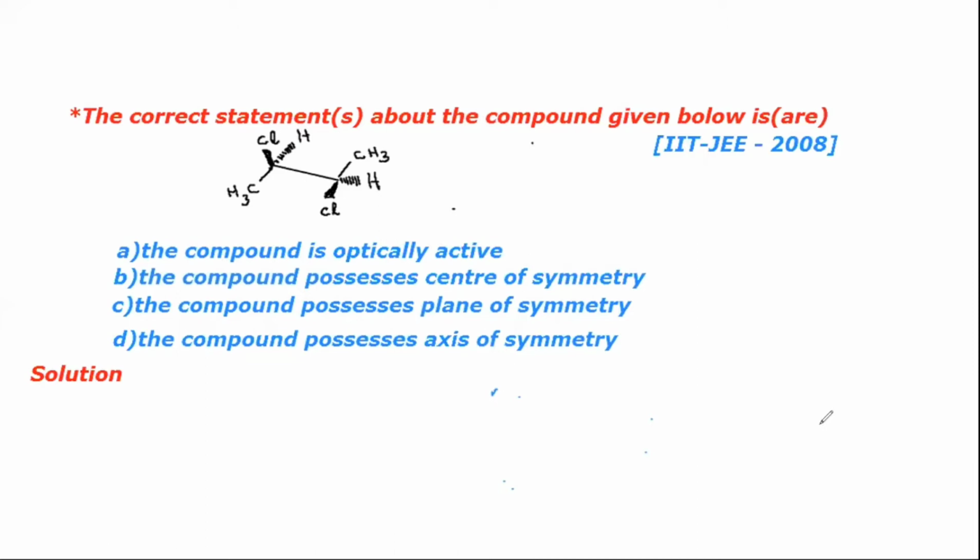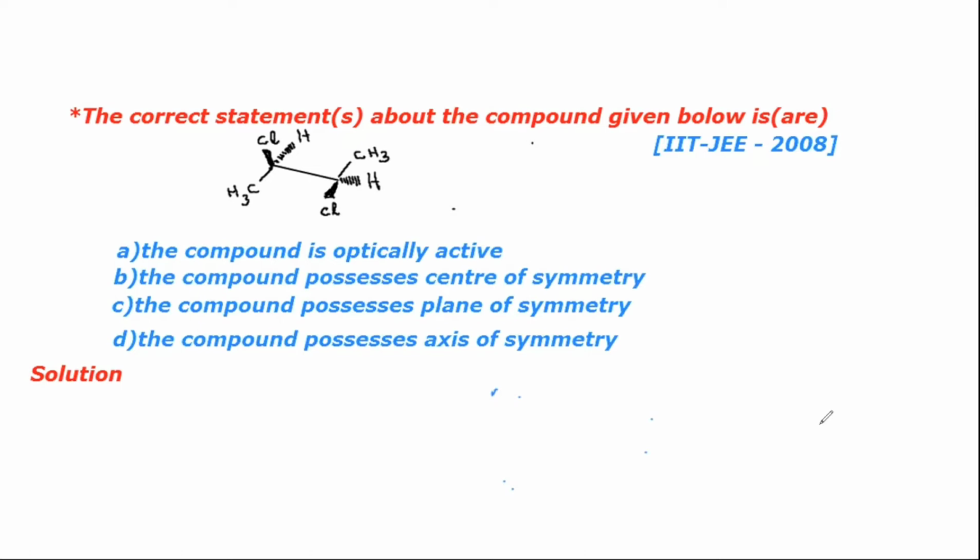Today's question: the correct statement or statements about the compound given below is or are. That means we have to select one or more right options. See the options. Option A is the compound is optically active. Option B is the compound possesses center of symmetry. Option C is the compound possesses plane of symmetry, and option D is the compound possesses axis of symmetry.